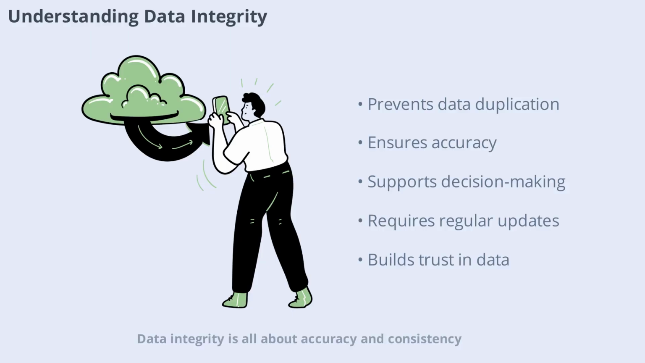Data integrity is all about accuracy and consistency. Imagine a business where customer records are duplicated or outdated. This can cause confusion and errors. Data integrity policies ensure that information is entered correctly, updated regularly, and maintained without duplication or loss. This means everyone in the organization can trust the data they use, leading to better decisions and smoother operation. Maintaining data integrity is a continuous process, requiring regular checks and updates to keep information reliable.